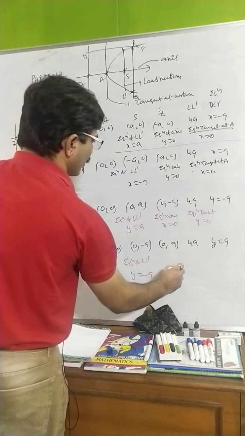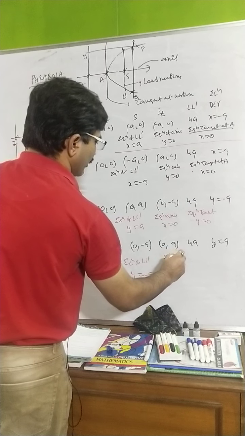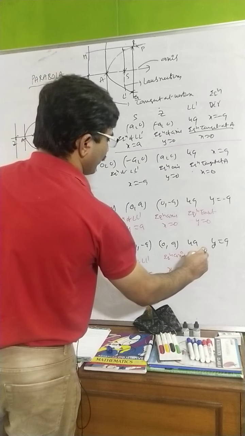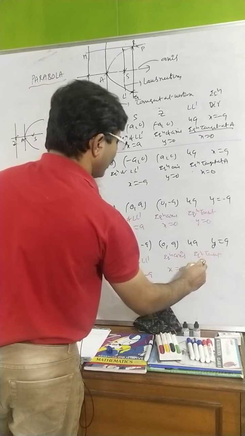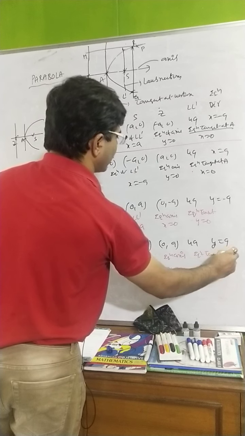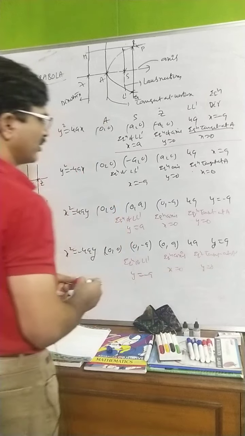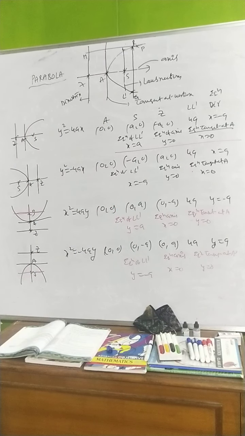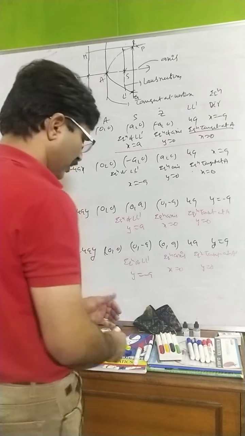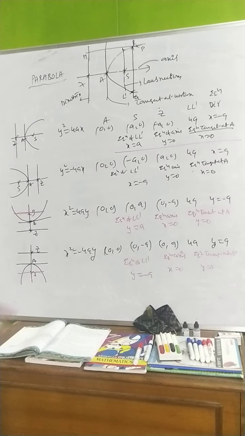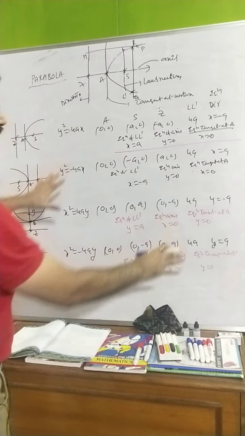Here x is equal to 0, the equation of axis, right? And the equation of tangent at A, remember, at A. So y is equal to 0. We got it like this, all 4 points. So please remember, how many? 4 diagrams. Whenever the question is given, based on that you have to write the formula.